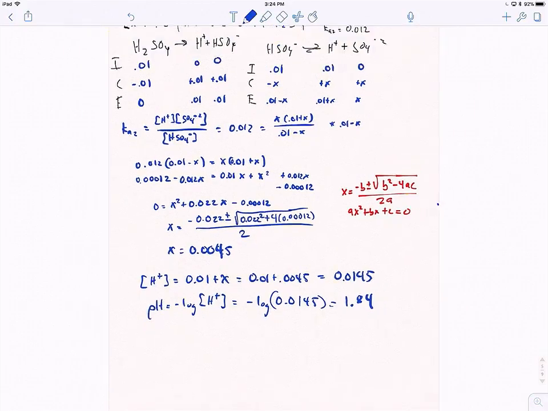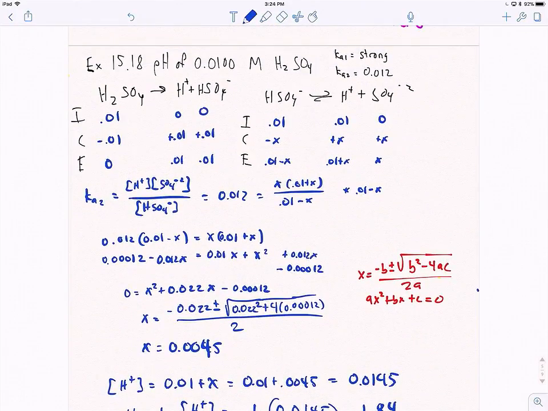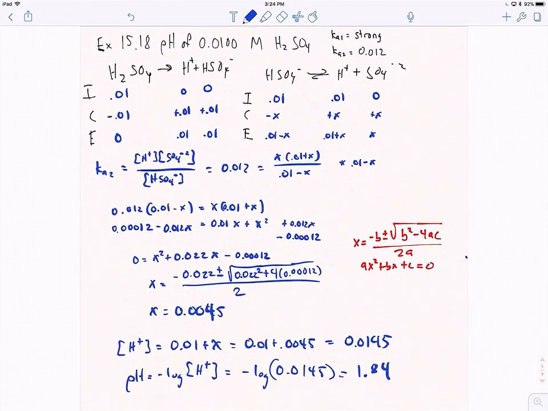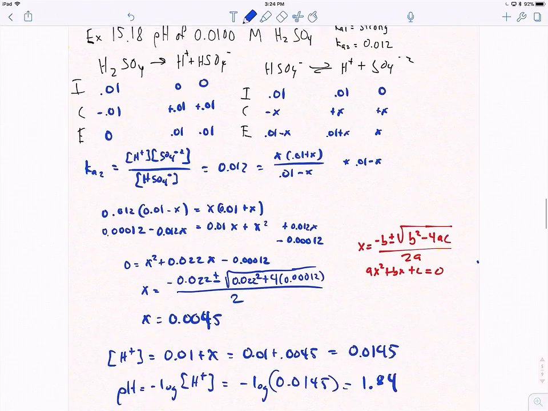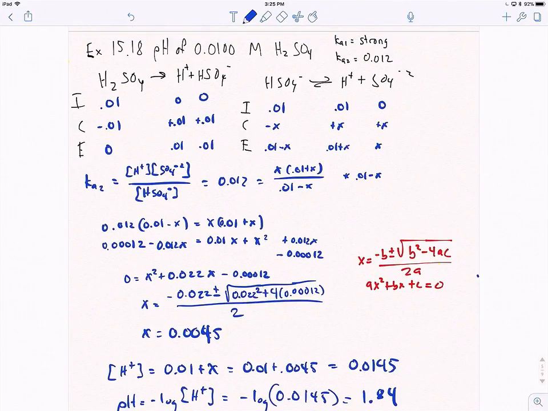Okay. Oh, this problem's always hard. Okay, a multiple step problem. All right, let me do a recap real fast. So, diprotic acid, sulfuric acid. And the way you do these problems is a two-step problem.